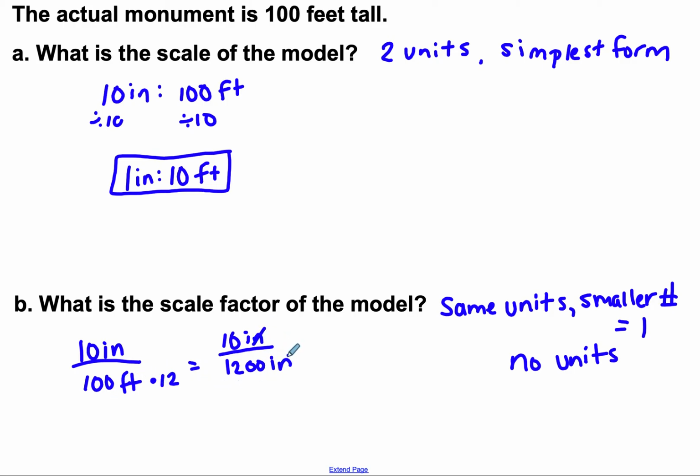Those labels are going to cancel out. So now it's like 10 over 1,200. My smaller number needs to equal 1. So to do that, I'm dividing both the top and bottom by my smaller number. A lot of times it will give you a whole number, but sometimes you see a decimal. 1200 divided by 10 is going to give me 120. So what is my scale factor? 1 over 120, 1/120th.